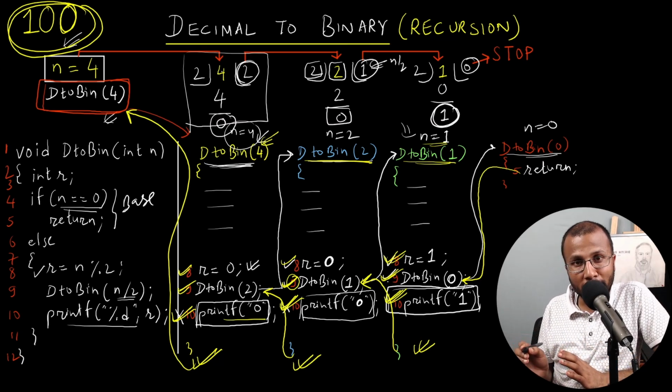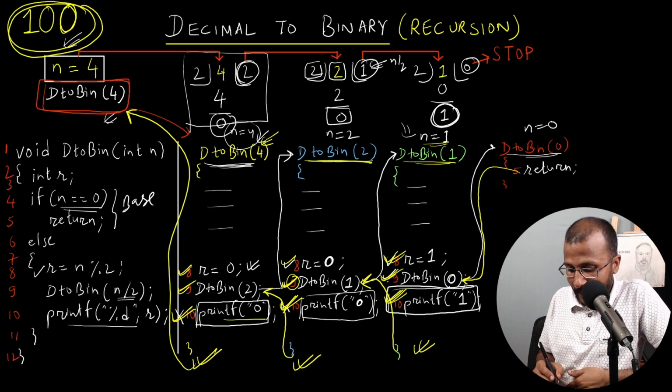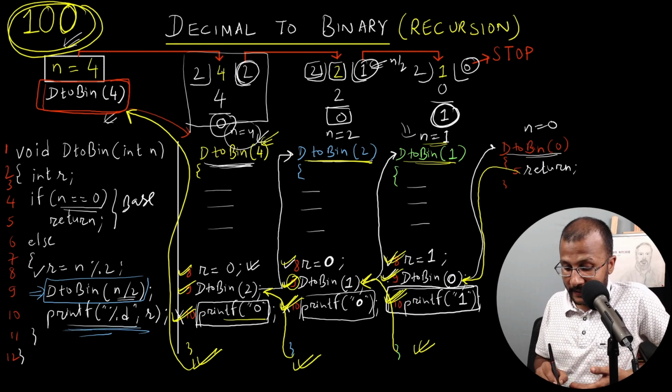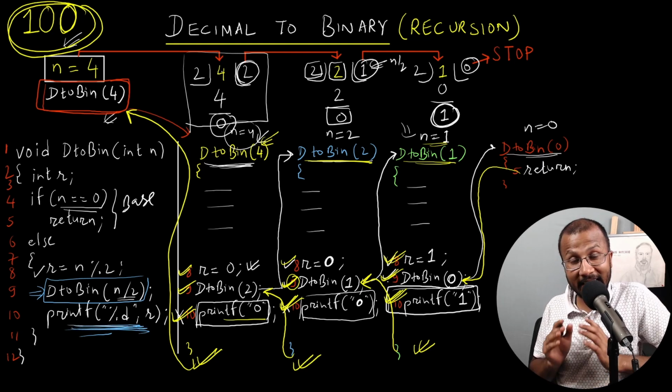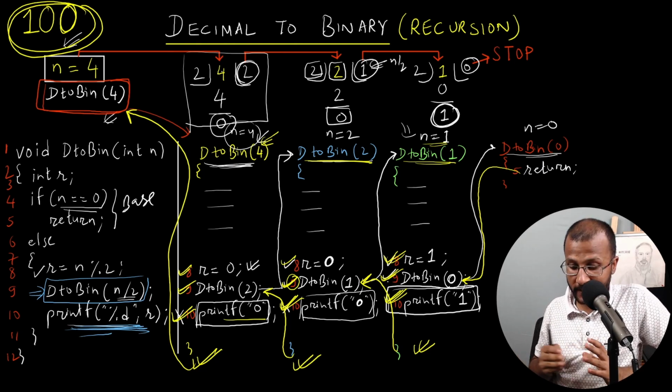Because in this problem, I wanted to delay displaying the remainder. Therefore, I placed this function call, that is decimal to binary conversion, before displaying the remainder. So this will ensure that the remainder's printing is delayed. So I hope you have understood how this actually works.